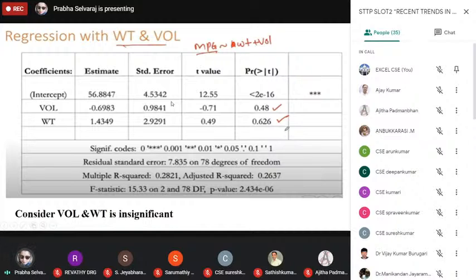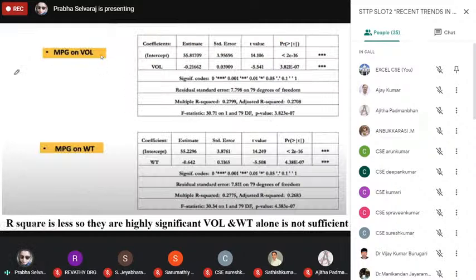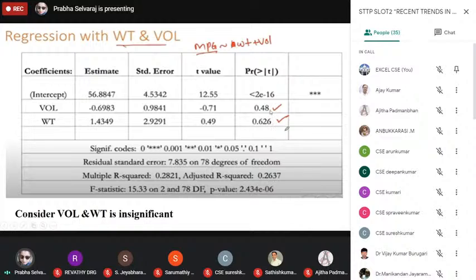Now, let me design an equation. MPG depends on both WT and volume, weight and volume. When you see this, again the p-value is insignificant. When I considered them separately, it is more significant. Now, when I combine this, it is shown to be not significant, insignificant.